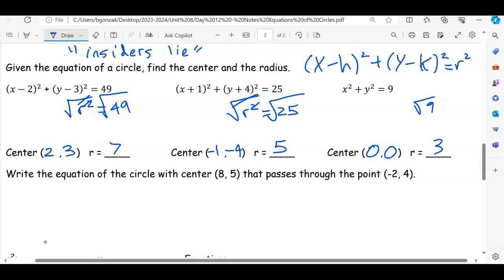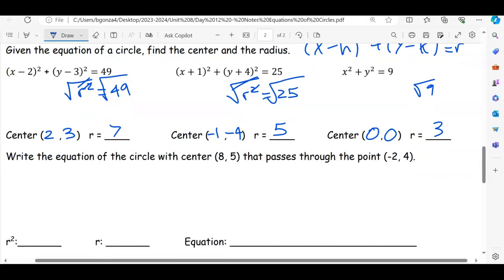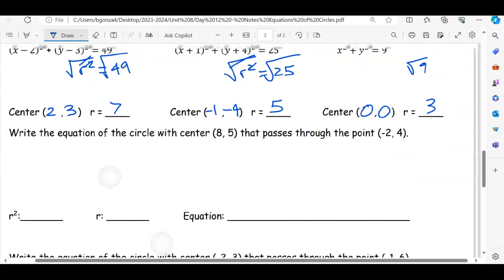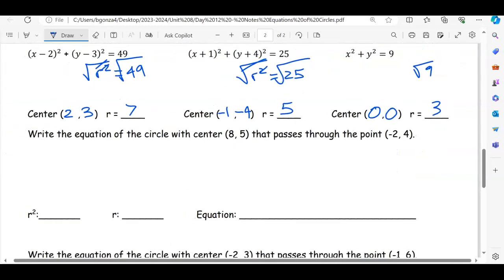Now these next ones are kind of challenging ones, which we're going to go over here. So let's do this. We'll do some of these. Write the equation of a circle with the center 8, 5 that passes through a point. Now look, we have H, K, but we don't have the radius. The radius is a mystery right now.